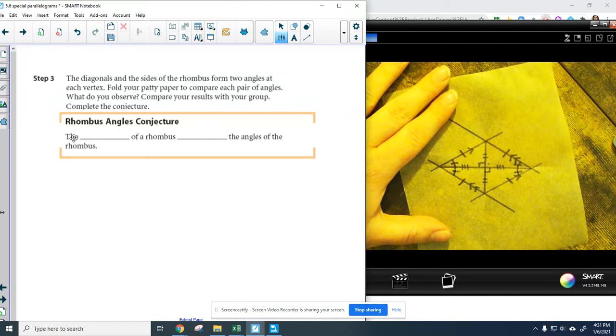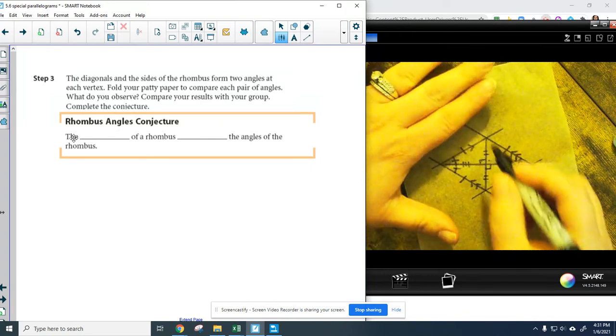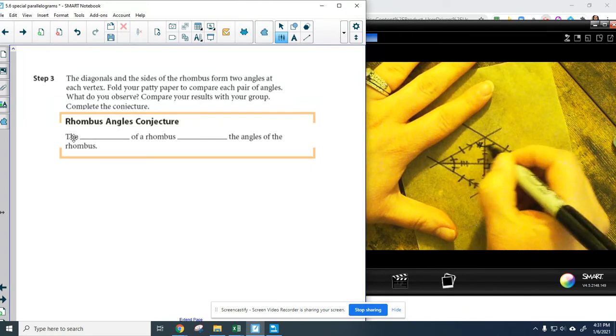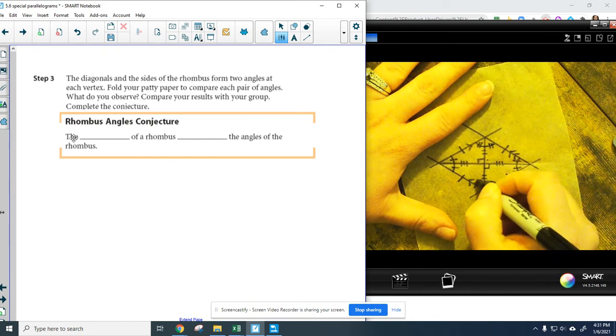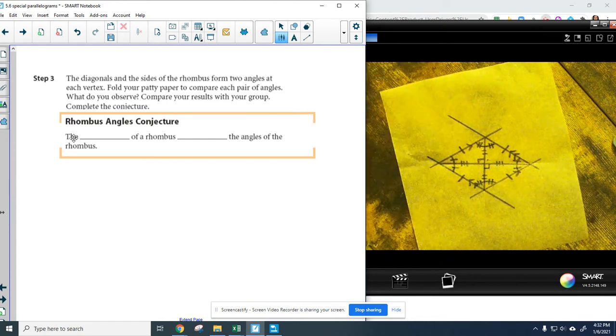Why is my thing so yellow? I don't know why that lighting looks like that. Okay, and then 2, 2, 2, and 2. Okay. Oh, that's kind of hard to look at. Oh, that's not any better. Okay, there we go. It's a little better.